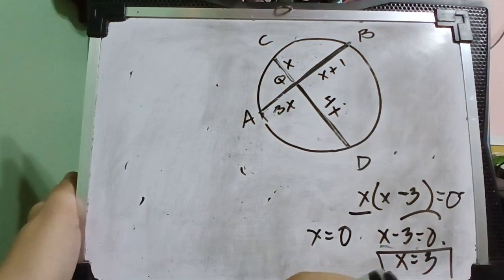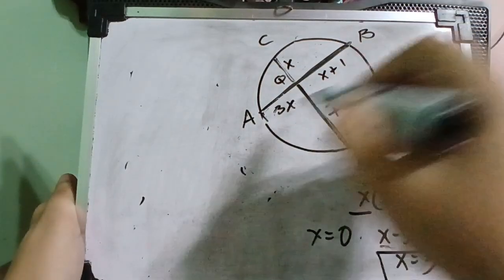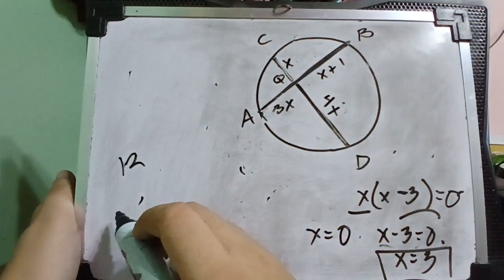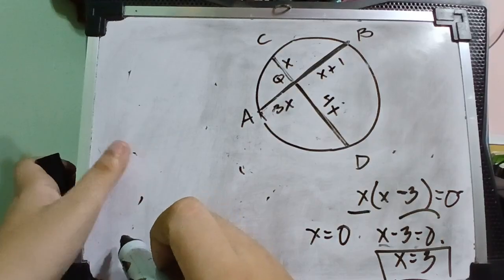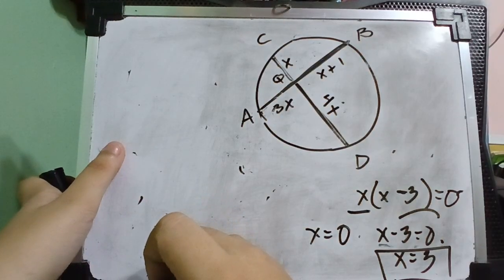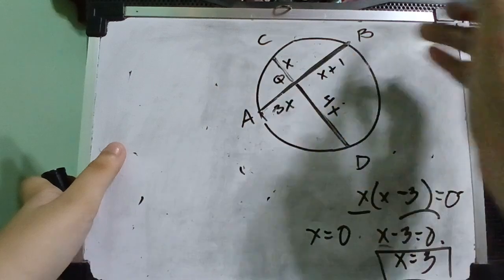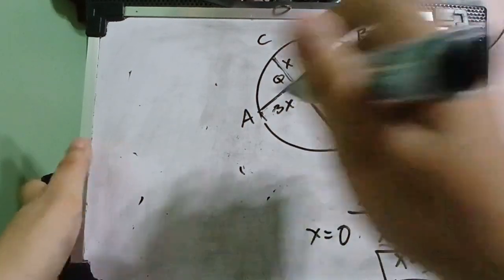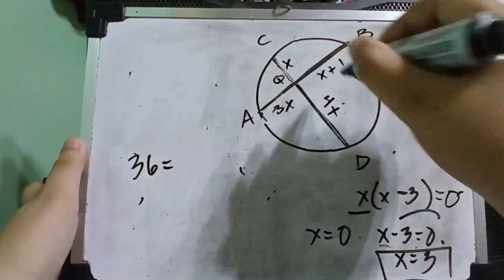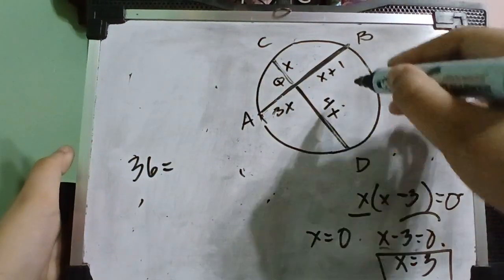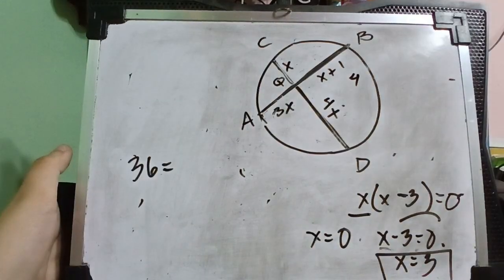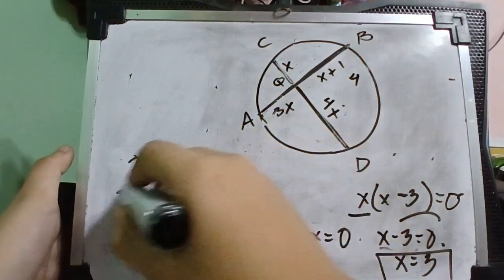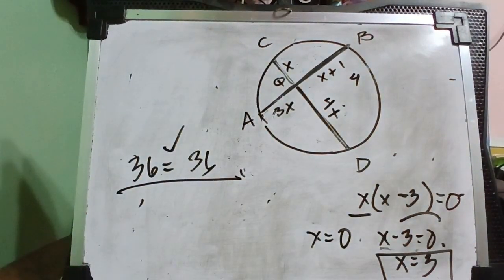So, check natin 3, 12. So, dapat 36 dapat to. So, x plus 1 is 3 plus 1, so that's 4. And then, 3 times 3 is 9. 9 times 4 is 36. So, correct nga. Okay? So, yan na.